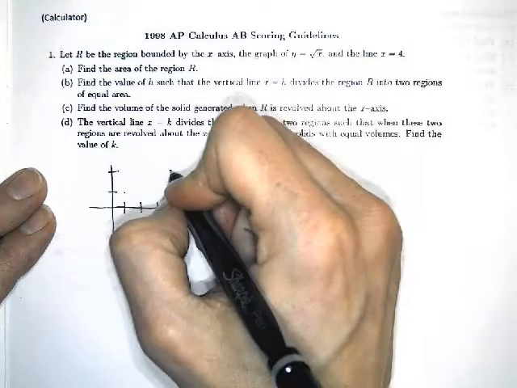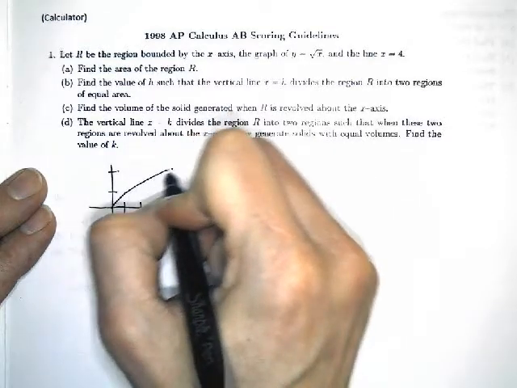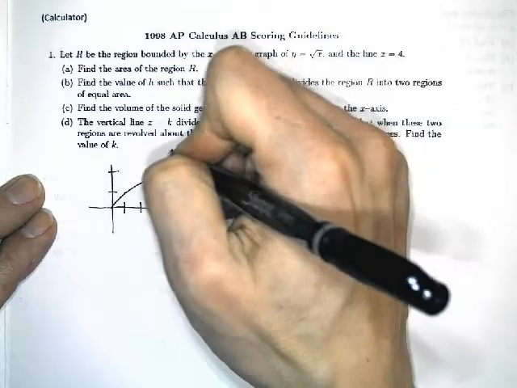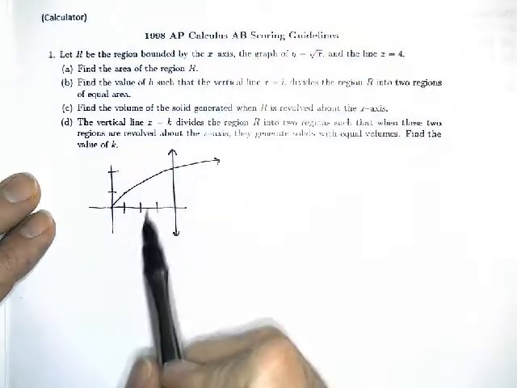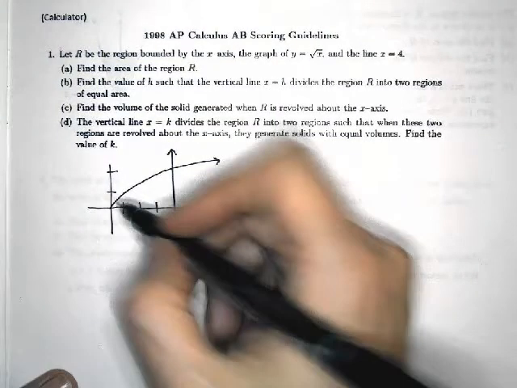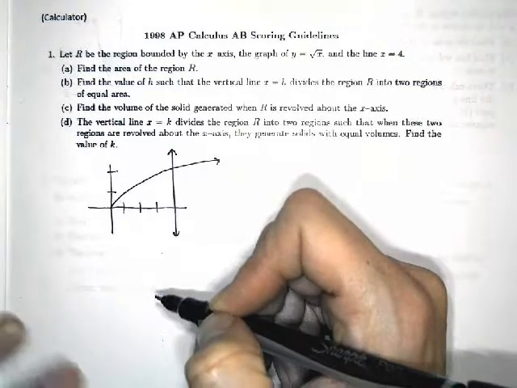So y equals square root of x. Something like that. And I know I'm bounded by the line x equals 4. Okay, so by the x-axis, y equals square root of x, and the line x equals 4. So now I know my region here.